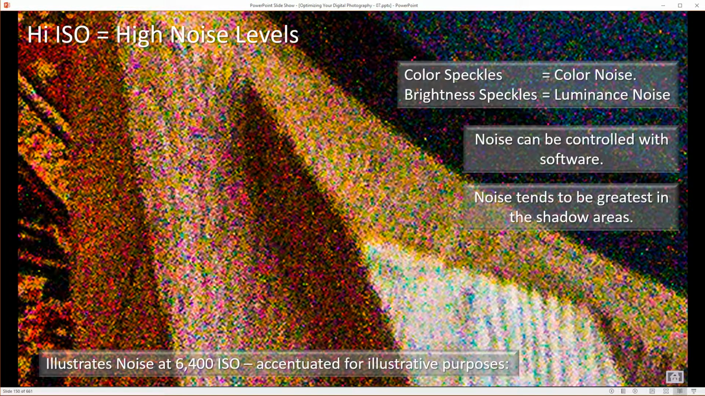Noise tends to be greatest in the shadow areas because of the linear nature of the capture of a digital image. There's far less data within a darker area, so any changes in tone have to be amplified far more, and of course the background noise gets amplified a lot more, so you get a lot more noise in the shadow areas.